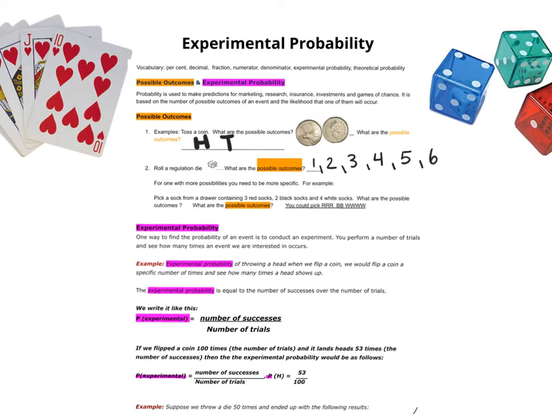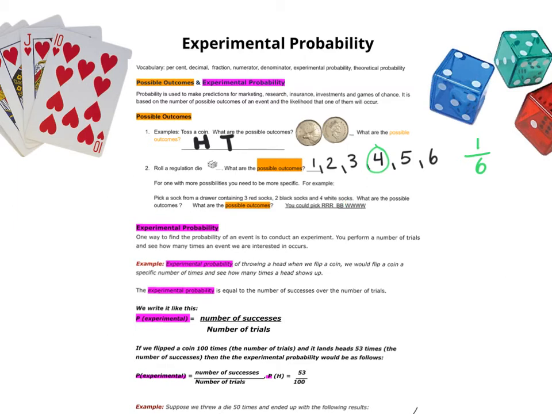And since there are 6 possible outcomes here, we know that the chances that it is going to land, let's say, on 4 are going to be 1 out of 6. Let's look at one that has more possibilities. If we pick a sock from a drawer containing 3 red socks, 2 black socks, and 4 white socks, what are the possible outcomes?